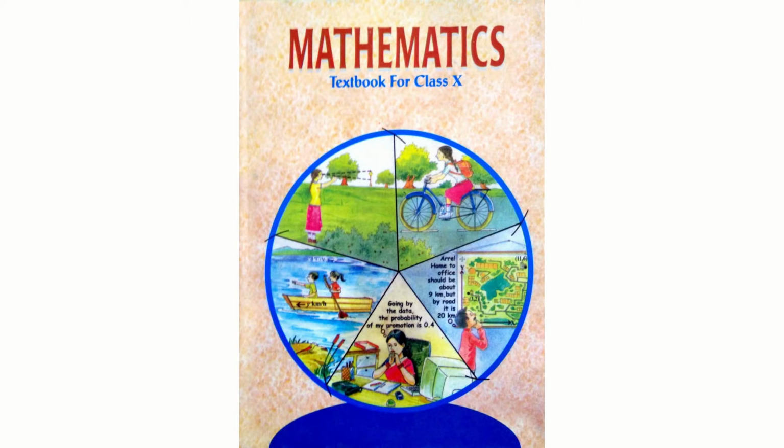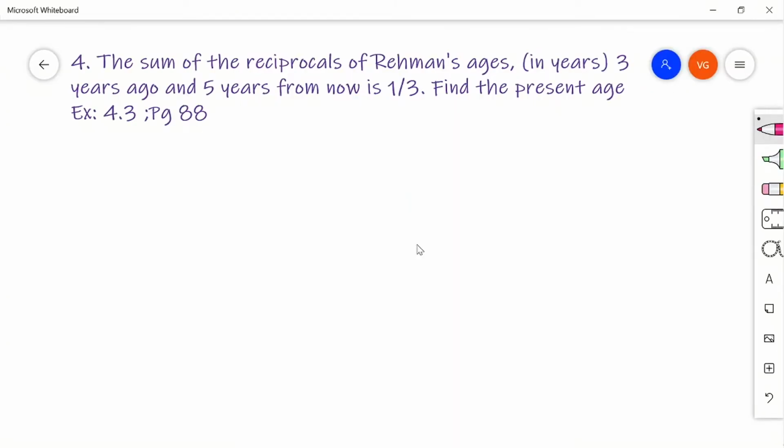I am going to solve CBSE NCERT textbook for class 10 with a detailed explanation for all the chapters. This is problem number 4 from exercise 4.3, page number 88. The sum of the reciprocals of Rahman's ages 3 years ago and 5 years from now is 1 by 3. Find the present age. So let us take the present age of Rahman be x.